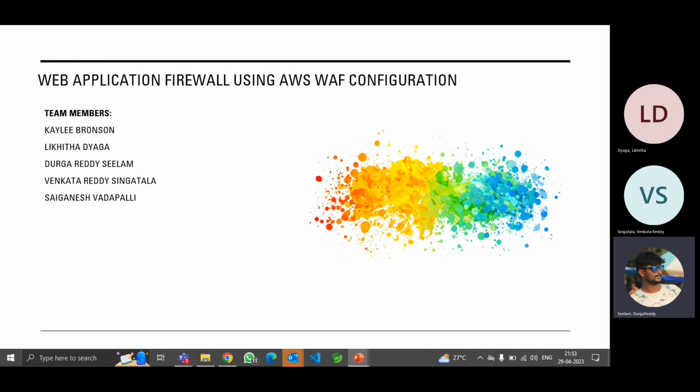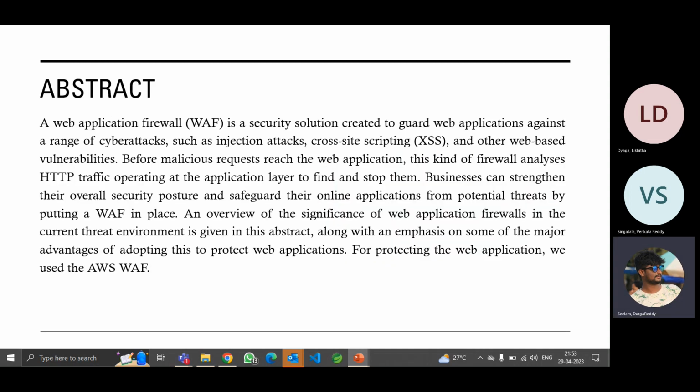So our project abstract is a web application firewall. WAF is a security solution created to guard web applications against a range of cyber attacks such as injection attacks, cross-site scripting, and other web-based vulnerabilities. Before malicious requests reach the web application, this kind of firewall analyzes HTTP traffic operating at the application layer to find and stop them. Businesses can strengthen their overall security posture and safeguard their online applications from potential threats by putting a WAF in place.